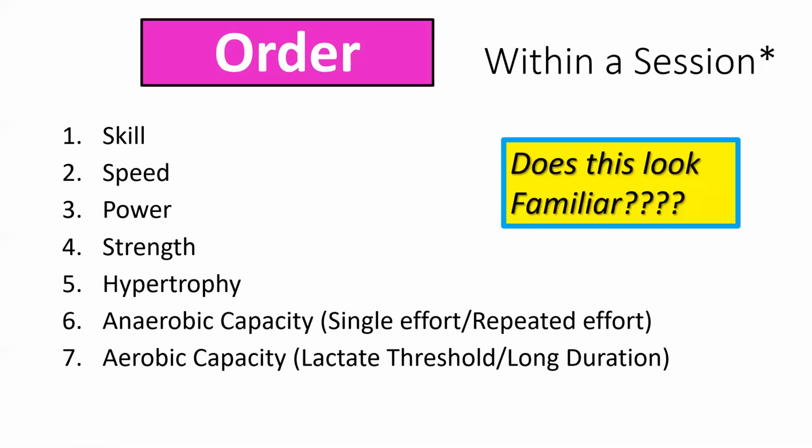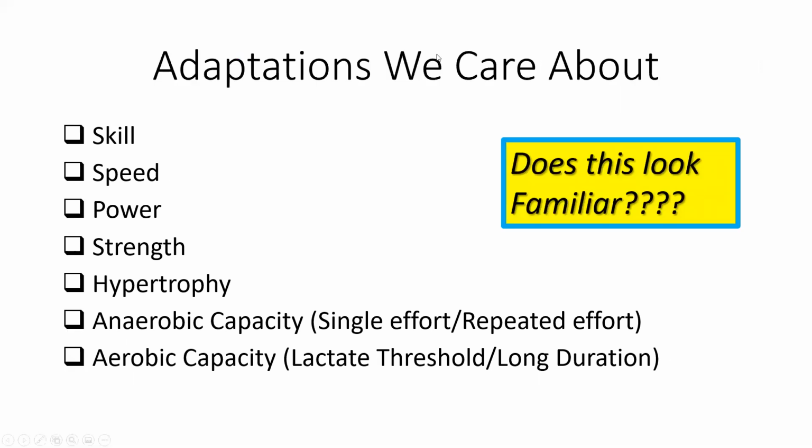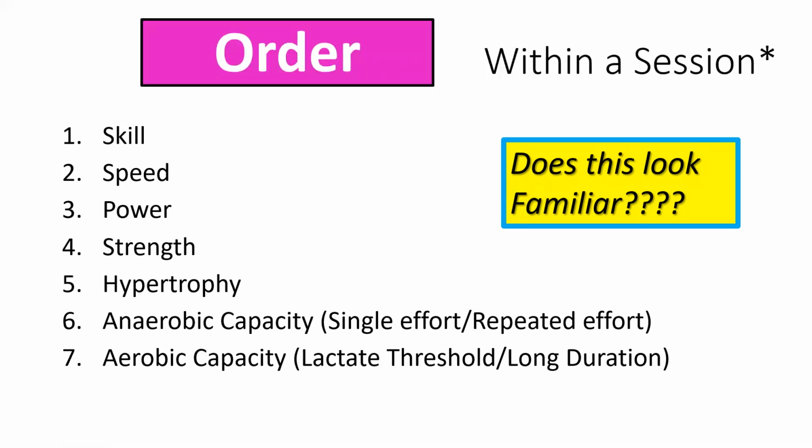Leave that for a second. Does this look familiar? Have we seen this before? Yep, it's the adaptations we care about. And we care about skill, speed, power, strength, hypertrophy, anaerobic capacity, and aerobic capacity. So within a session, we want to follow this order.